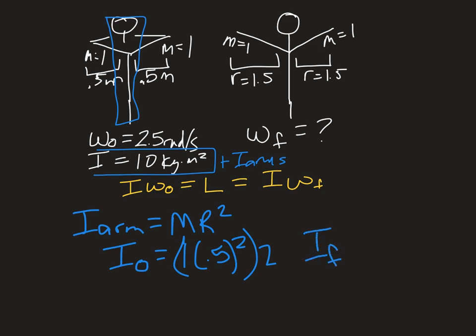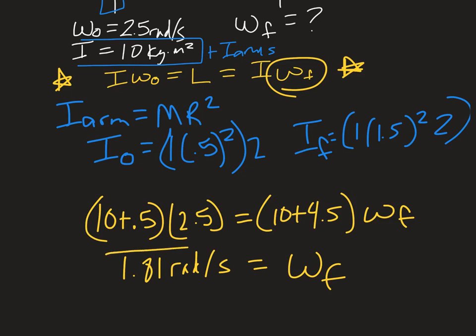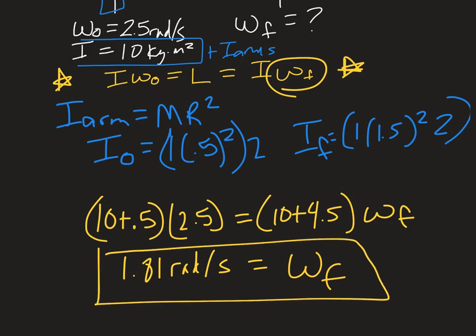When we finish, same 1 kilogram arm, but now our radius is 1.5. And we do still have 2 arms, hopefully. So we'll first calculate the moment of inertia of their arms, add it to the body, plug into our conservation of momentum equation, and we should be able to calculate for that final rotational speed. When I finish my calculations, I determined that the final angular velocity is about 1.81 radians per second squared.